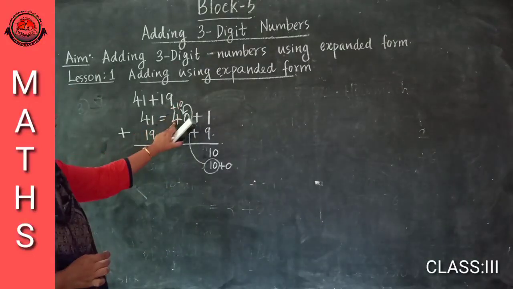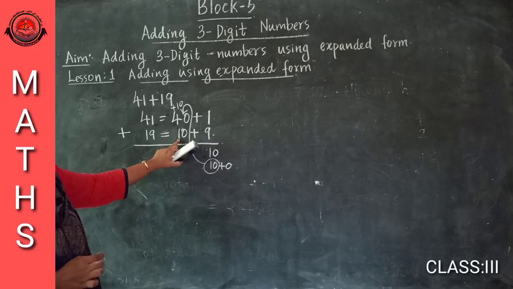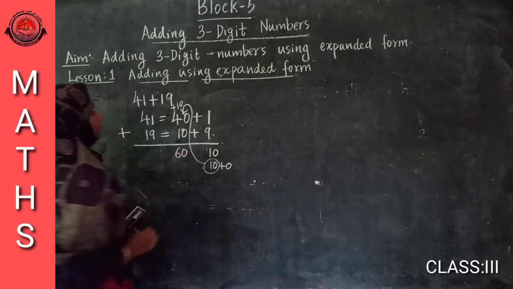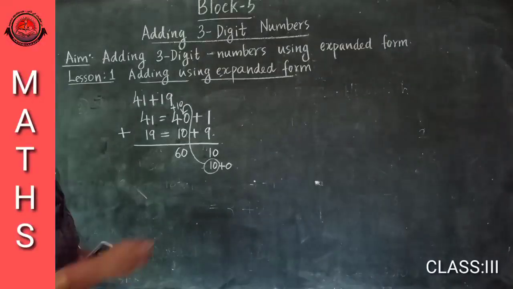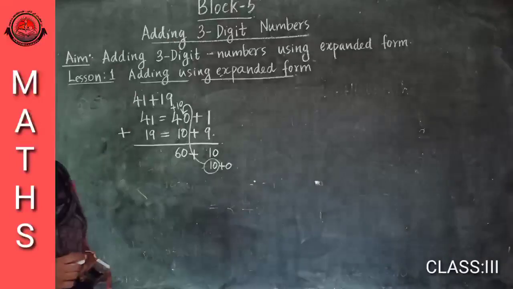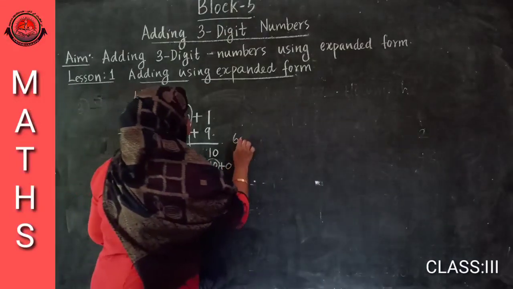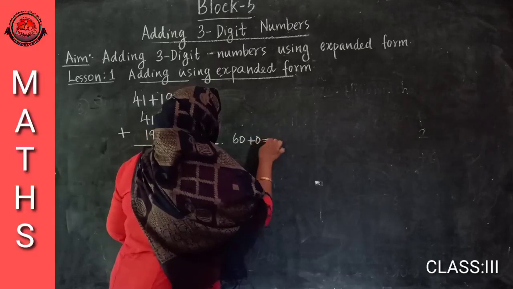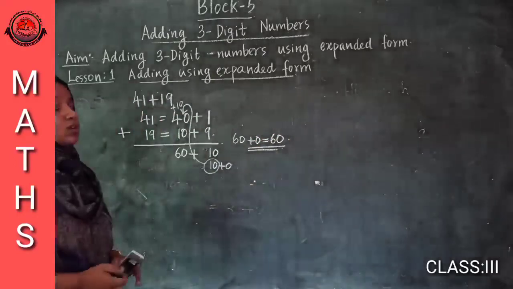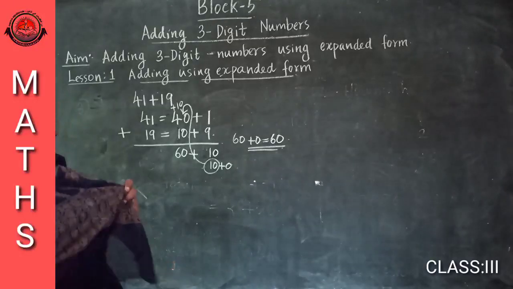Then 10 plus 40 is 50. 50 plus 10 is 60. So the answer is 60 plus 0, which is equal to 60. In standard form when we write, we got the answer as 60.